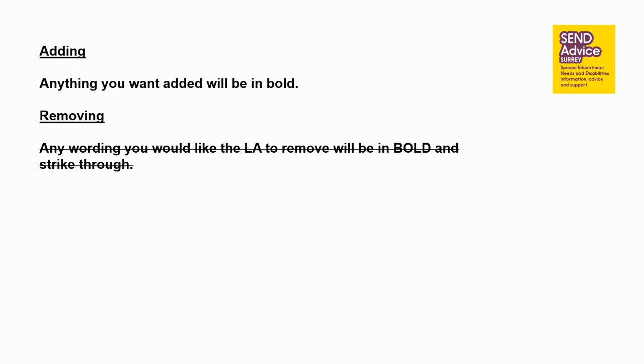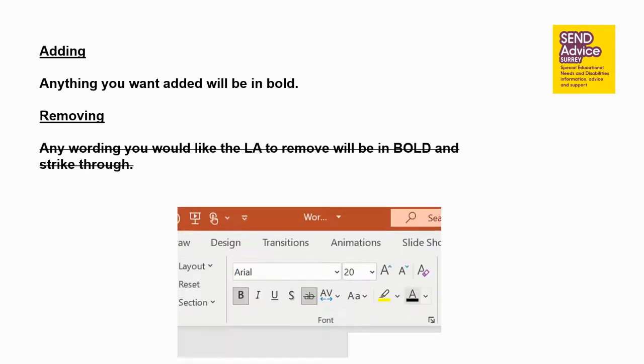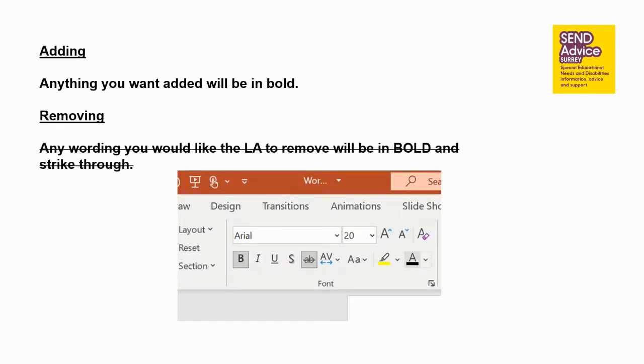So adding, anything you want added will be in bold using this dark colour here, and anything you want removed, or you asking the LA if they're happy if it's removed, will be in bold and struck through. So it's AB with this line through it. Please remember to use black type and Arial size 12.